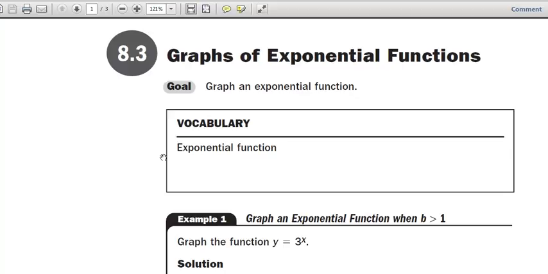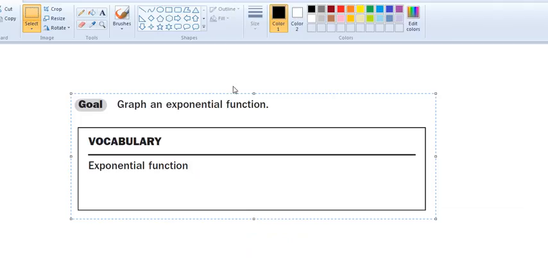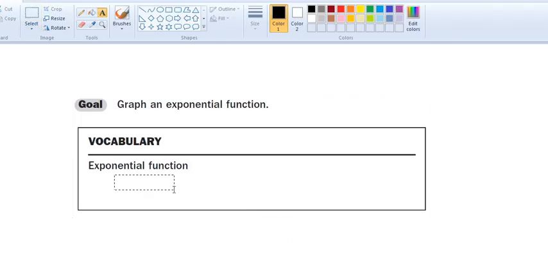Okay, in lesson 8.3, we're going to graph exponential functions. The words look a little intimidating, so we're going to break that down just a little bit. For the definition, here's what we can write. We'll try to keep this as easy as possible.